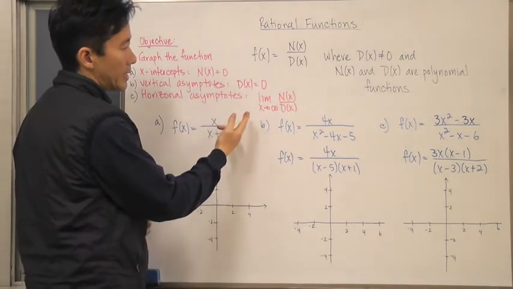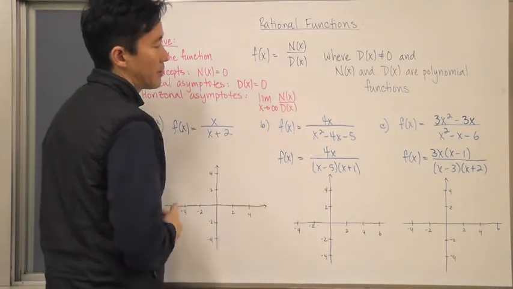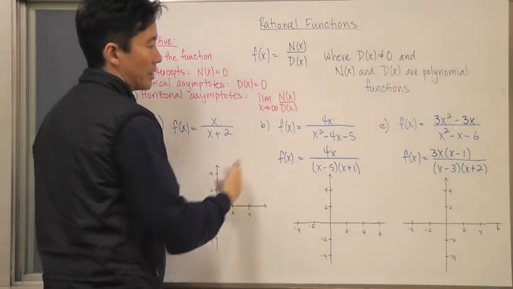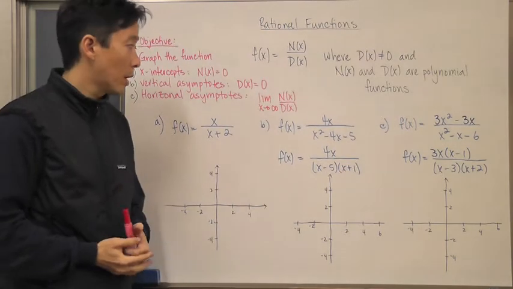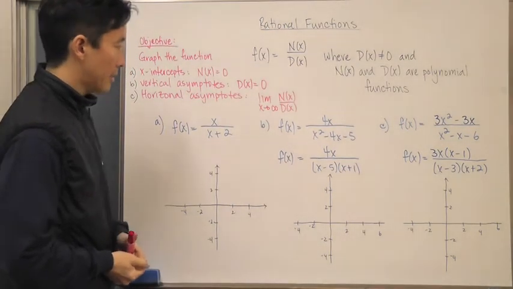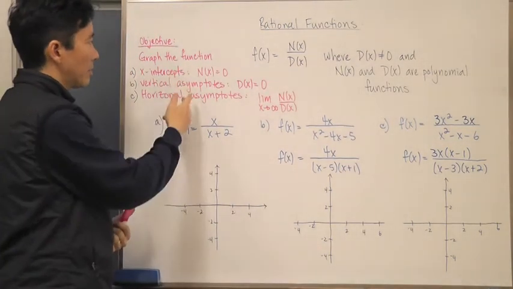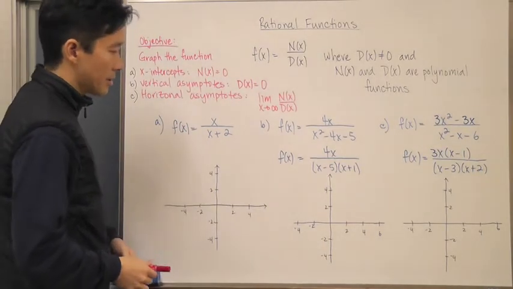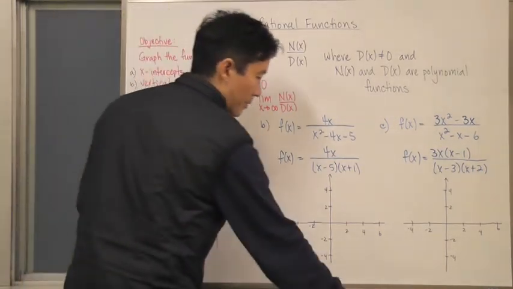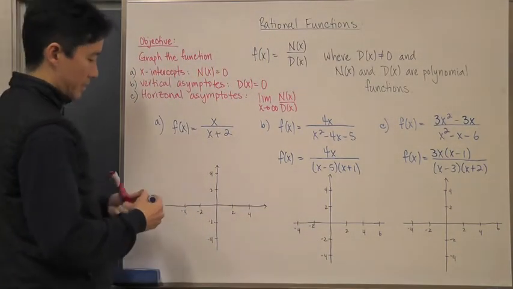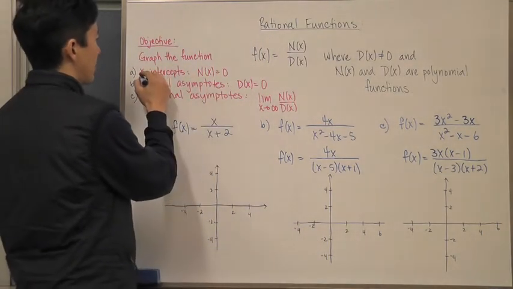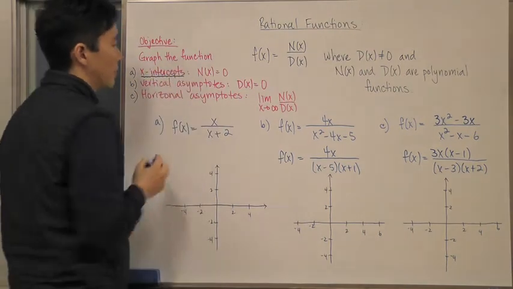So what we're going to say then is that if we take the limit as x approaches infinity of n of x over d of x, then we can actually go ahead and find out what the horizontal asymptotes are as well. So let's go ahead and take a look at the examples, and let's just go through these three things here to make sure that we can actually find all the things that we're looking for with regards to the graph.